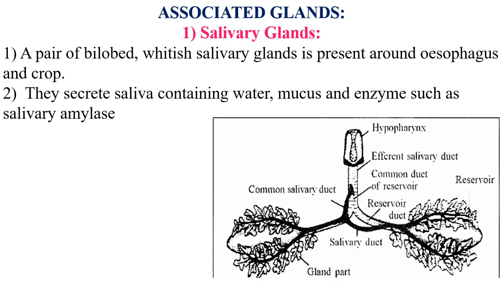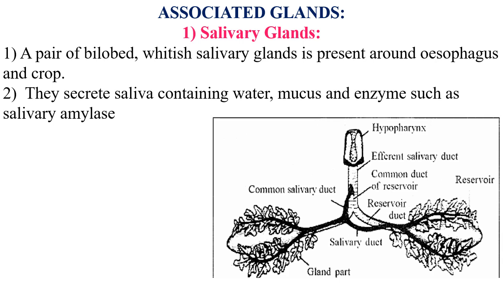The digestive system consists of the alimentary canal as the first component, and the second component is called the associated glands. As such, in the case of cockroach, two associated glands are there. The first one is called the salivary glands. Actually, salivary glands are a pair of bilobed, as you can see in the diagram, whitish salivary glands which are present around the esophagus and crop.